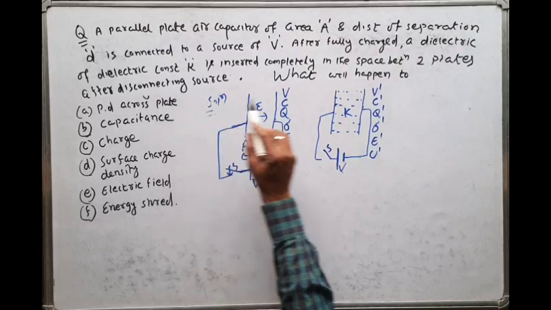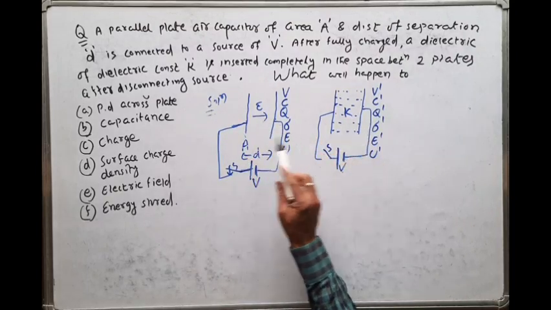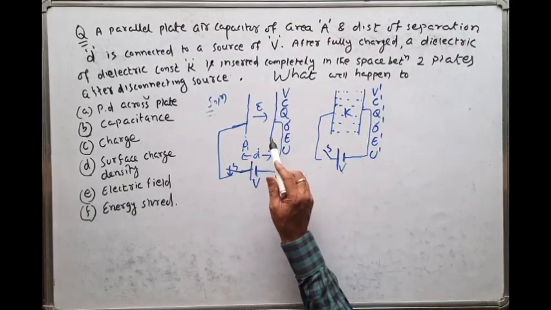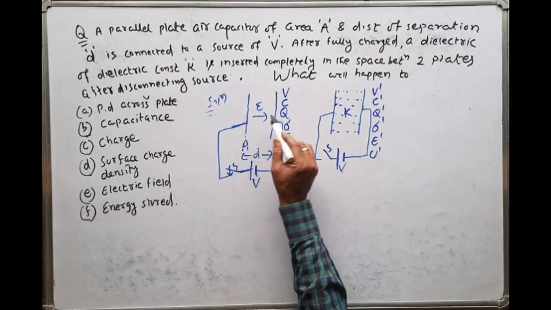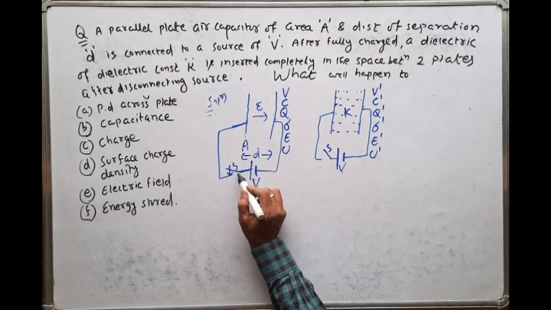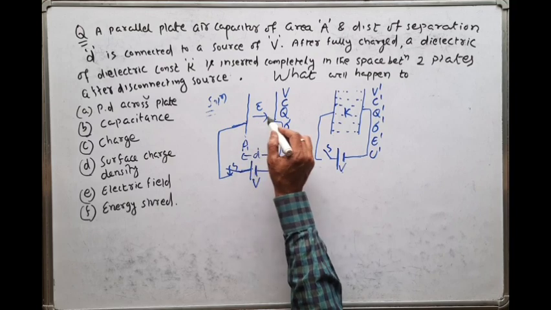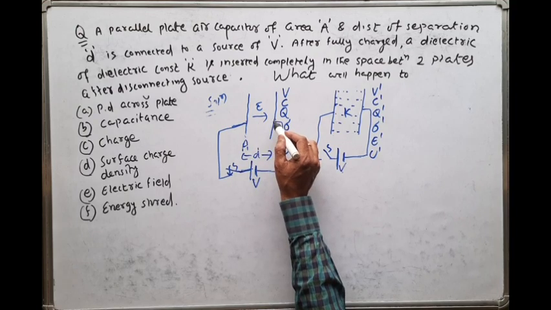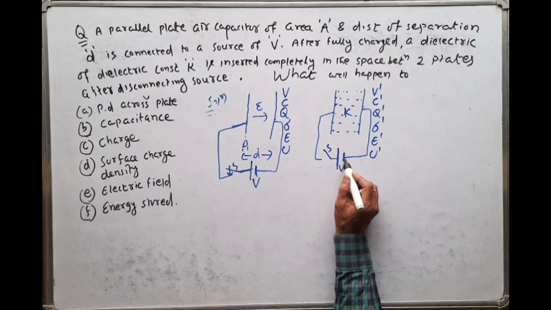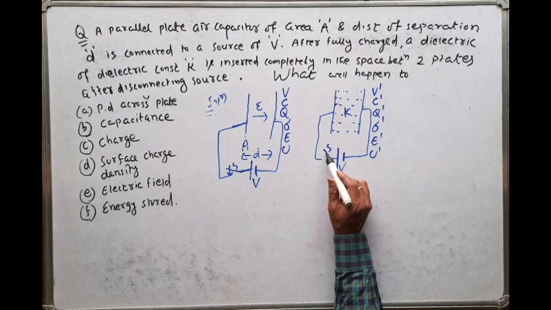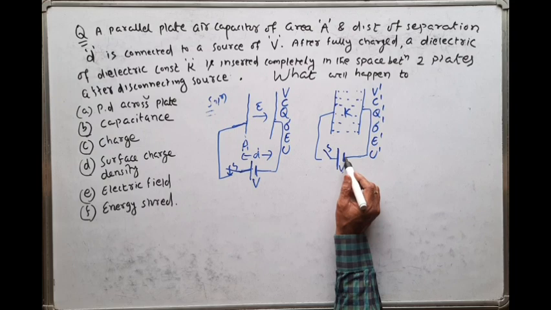Now this is the same type of problem, but here the question is given: this is a parallel plate capacitor. Initially the switch is closed and this capacitor is fully charged. After it is fully charged, we will disconnect this battery source. How will you disconnect? Just open the switch. If you open the switch, there is no source. So there is no voltage source now.